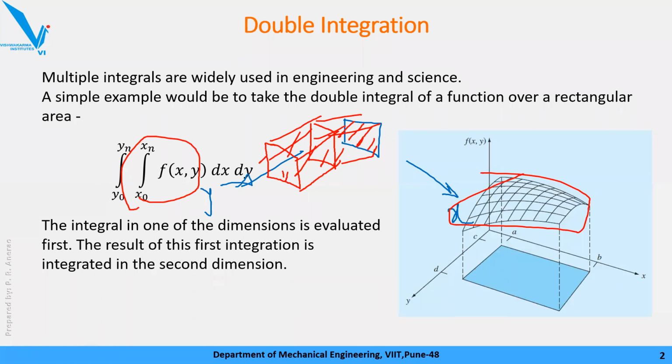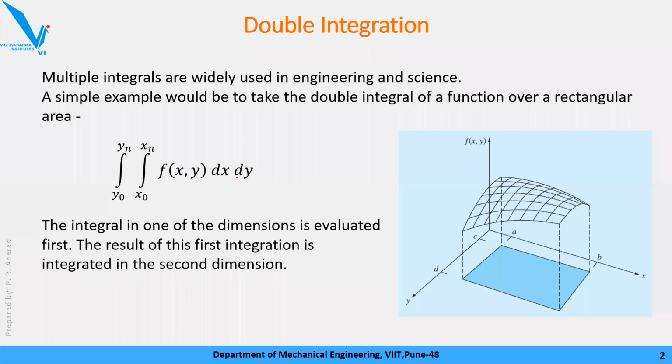So I'll proceed further. So this way we try to calculate the area. So again, coming back to the definition part, the double integration is solved by using trapezoidal rule or Simpson's 1/3 rule by a process. First, they calculate the integration for only one dimension, and later on the result of the first integration is integrated for the second dimension.